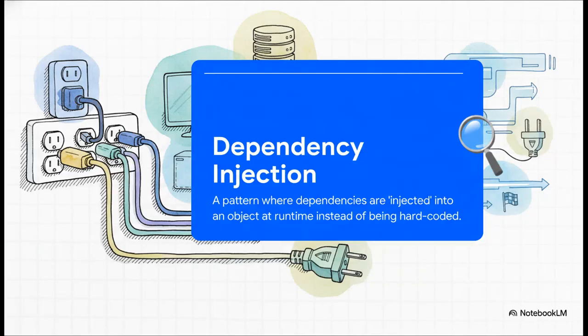First up is something called dependency injection. And the absolute best analogy for this is a universal power outlet. Instead of hardwiring every single lamp and appliance directly into the wall, you just install outlets everywhere. Then you can plug in whatever you need, whenever you need it. This makes your code so much more flexible and way easier to test because you can just plug in a fake test version of a component whenever you want.